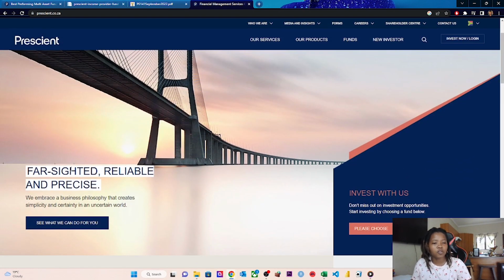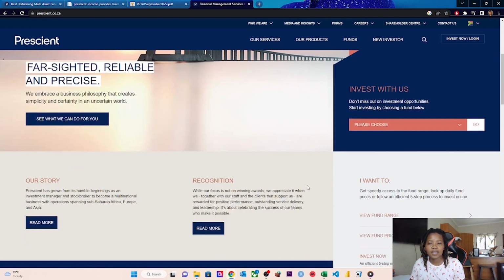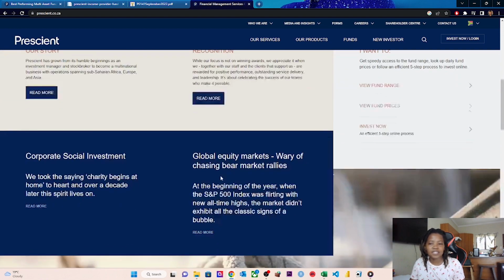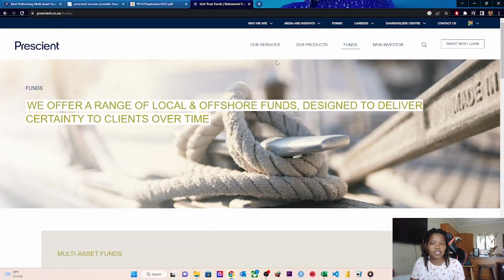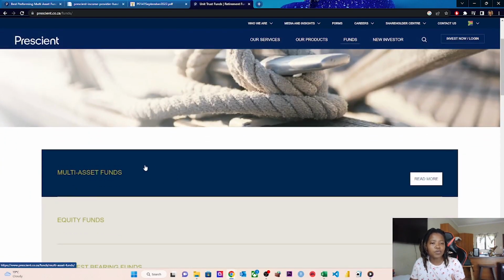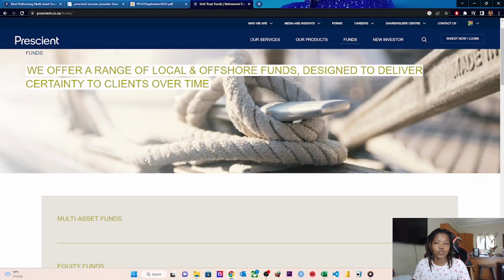So that's the slogan: far-sighted, reliable, and precise, which speaks to the name, which is Prescient. And you can invest with us online, etc., etc. But I'm not going to take you through that. What I'm going to be taking you through is the actual funds, right? There's different asset classes depending on your risk appetite, etc., which is something that I'll touch on now.